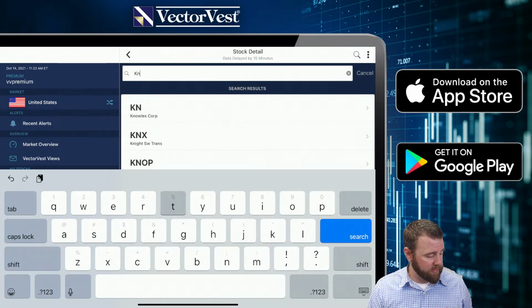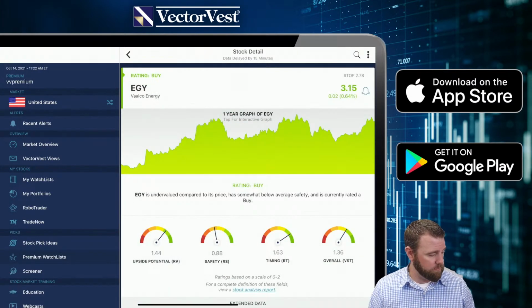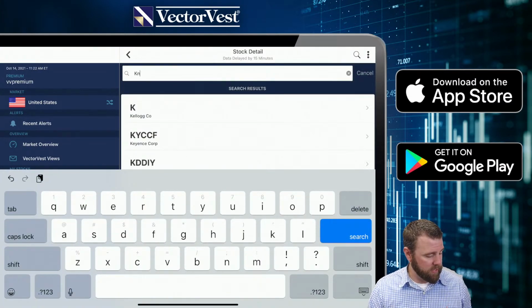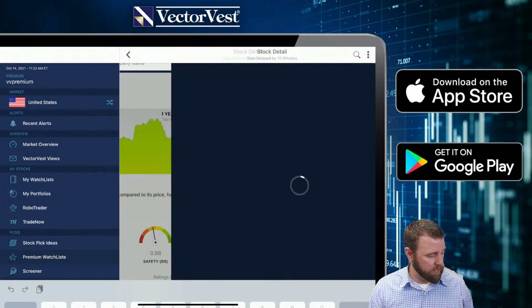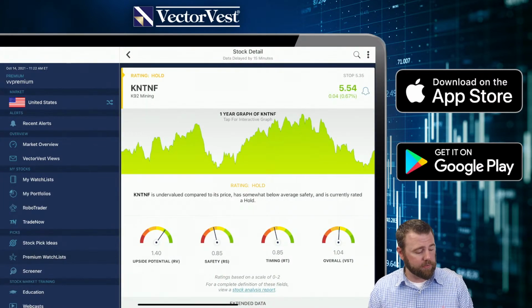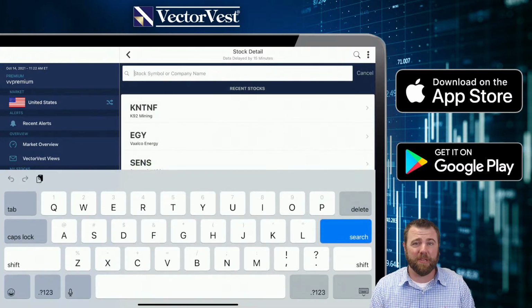KNTNF. Oh, KNTN. There we go. F. Good long-term potential, but a lot of risk associated with it. You're in a steady decline right now. Overall, stock's about average. You need to see that timing really pick back up to make it favorable here.